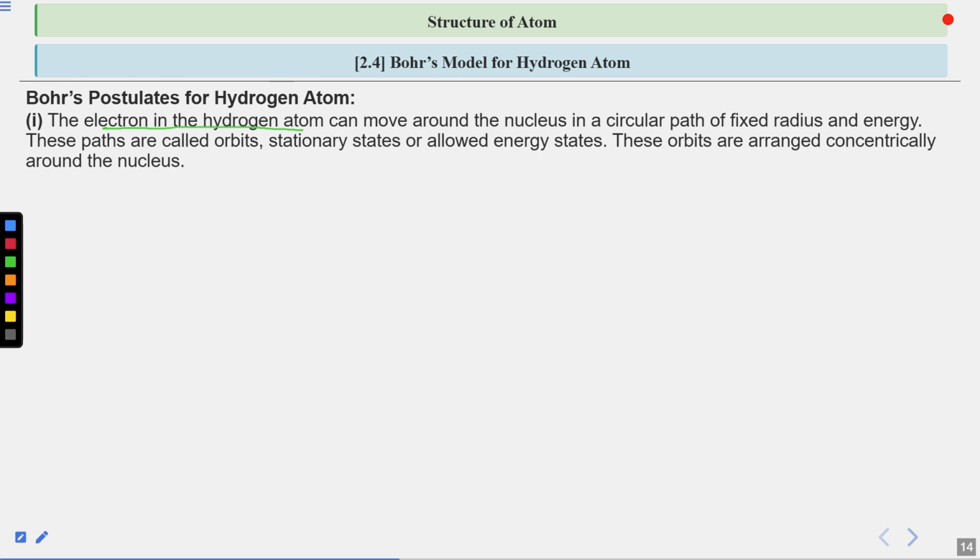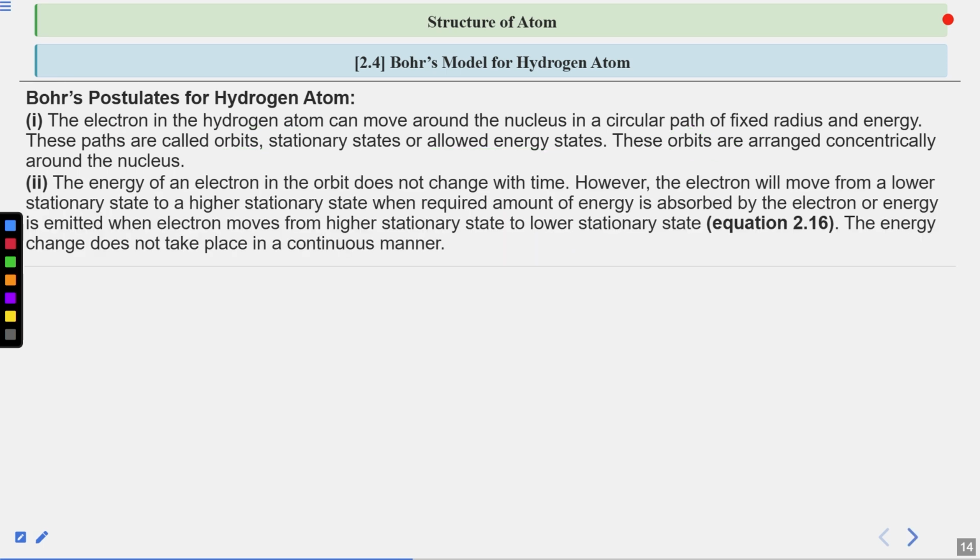Rutherford did not say that. He said that it will revolve around in a fixed orbit. He named them orbits, stationary states or allowed energy states. And these orbits are arranged concentrically around the nucleus. Concentrically means, suppose here is your nucleus, then we have first shell, second shell and third shell. So this is called concentrically. Clear?